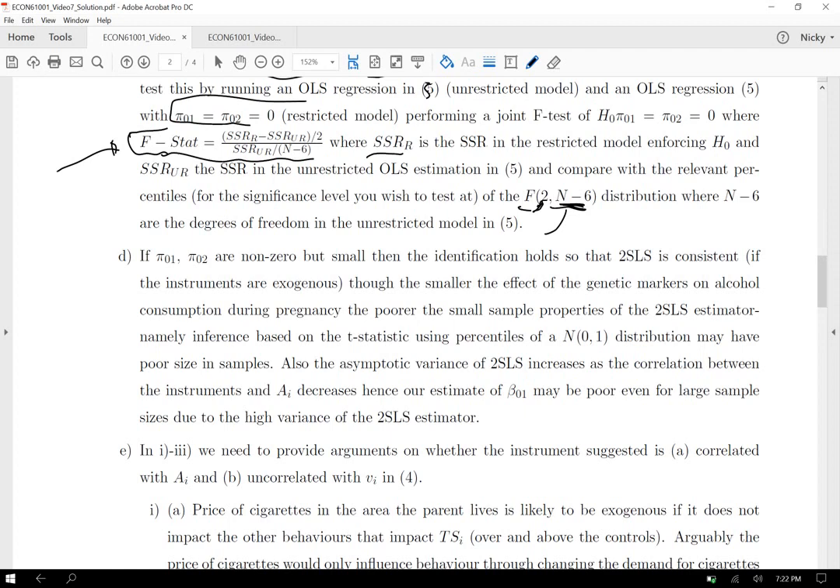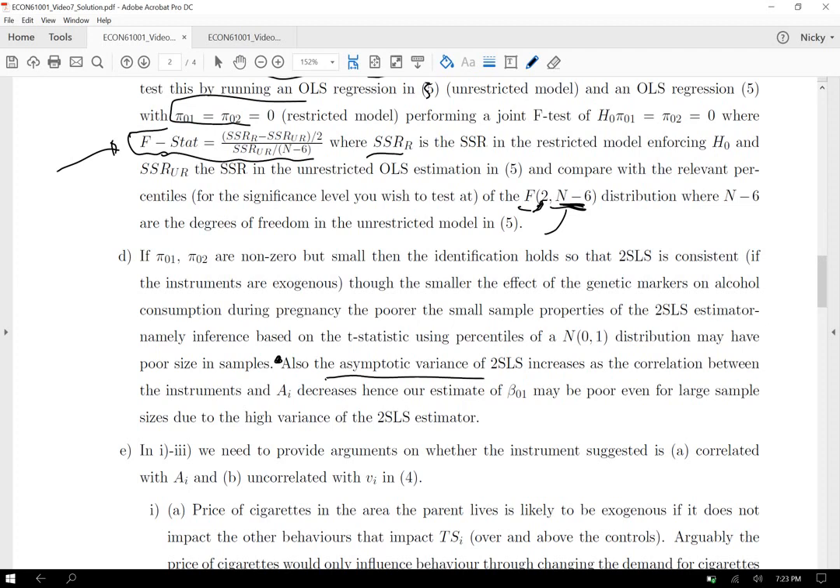So we know one big problem, there's two problems. One of them is that the asymptotic variance increases as the correlation between the instruments and the regressor decreases. The correlation here is obviously governed by pi naught 1 and pi naught 2. As they get smaller and smaller, the correlation will decrease, and it will lead to a bigger increase in the variance. So again, it says explain briefly, you'd not be expected to derive this, but you saw the intuition from a simple example.